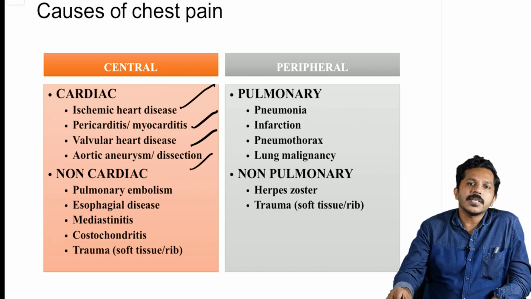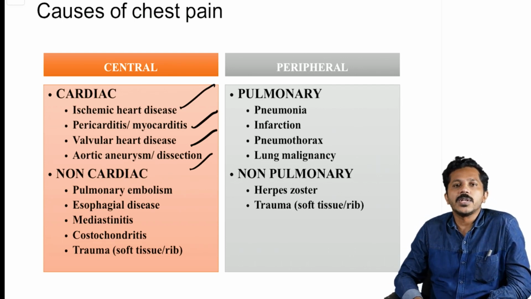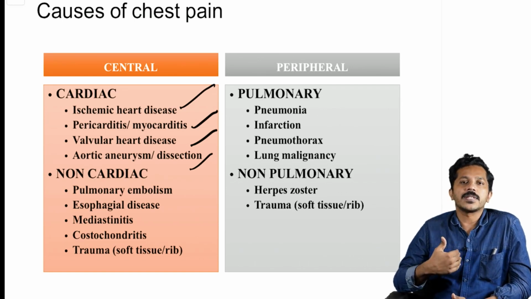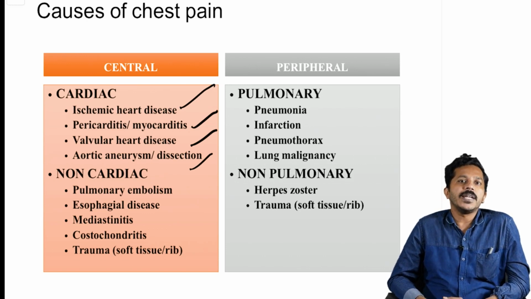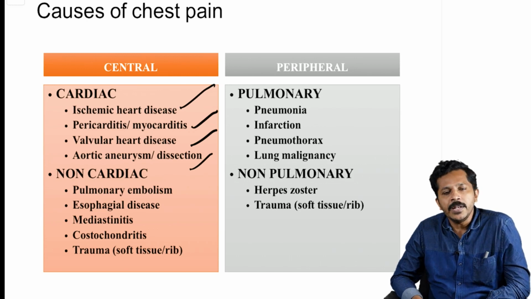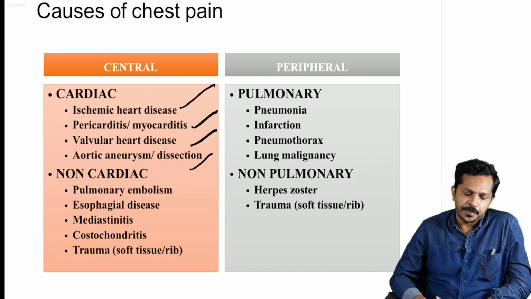The third cause is costochondritis. Even though it is a peripheral structure or a somatic pain, it is situated centrally on either side of the sternum. So the patient may be complaining of chest pain because of costochondritis, and this can also be considered a central chest pain, but it is non-cardiac in origin.